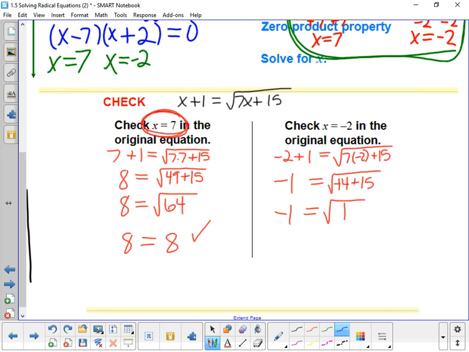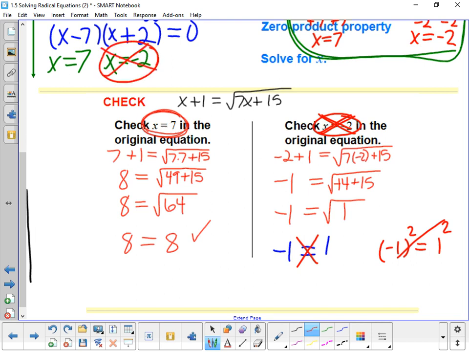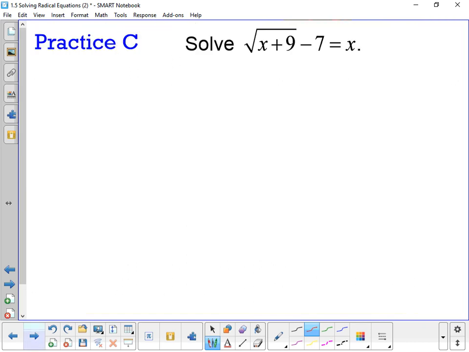Well, if we type square root of 1 in our calculator, it tells us it's 1. So we end up with this equation, negative 1 is equal to 1, which is not true. It is true that negative 1 squared is equal to 1 squared, but this is false. So this negative 2 is not a true solution. It's an extraneous solution, and we don't want to report it as a solution because it's not a true solution. It's kind of like an imposter, you know, it makes you think it's a solution, but it doesn't actually work.